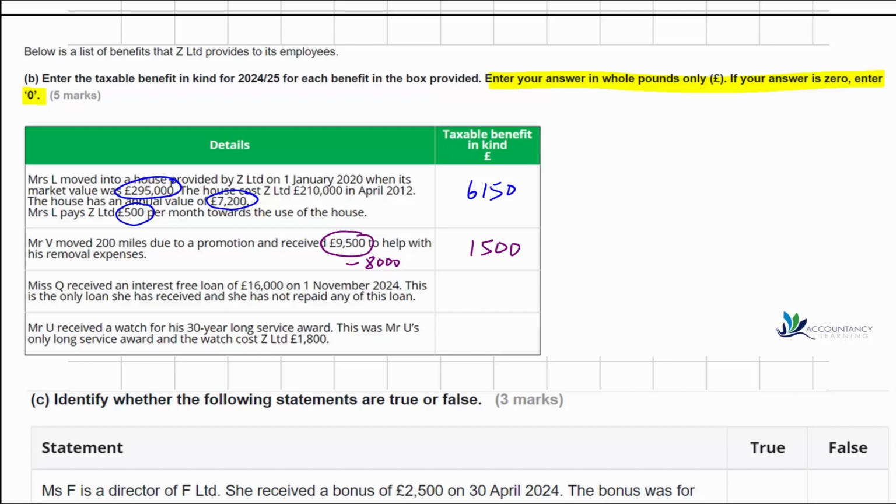Next, Miss Q received an interest-free loan of £16,000 on the 1st of November 2024. This is the only loan she has received, and she has not repaid any of this loan. Now notice that there is a date in the text which is within the current tax year, and therefore we need to do some time apportioning. So just counting our fingers, we've got November, December, January, February, March. So that's going to be 5 months that Miss Q had the interest-free loan.